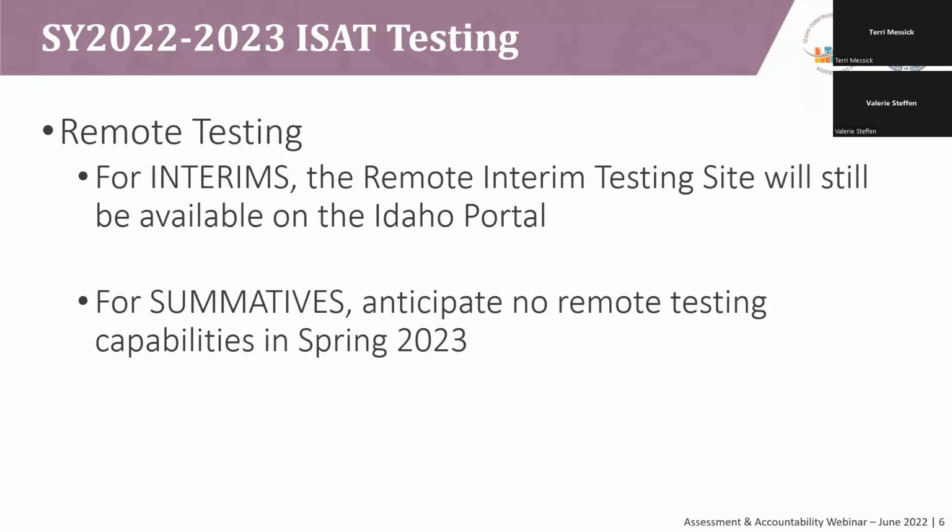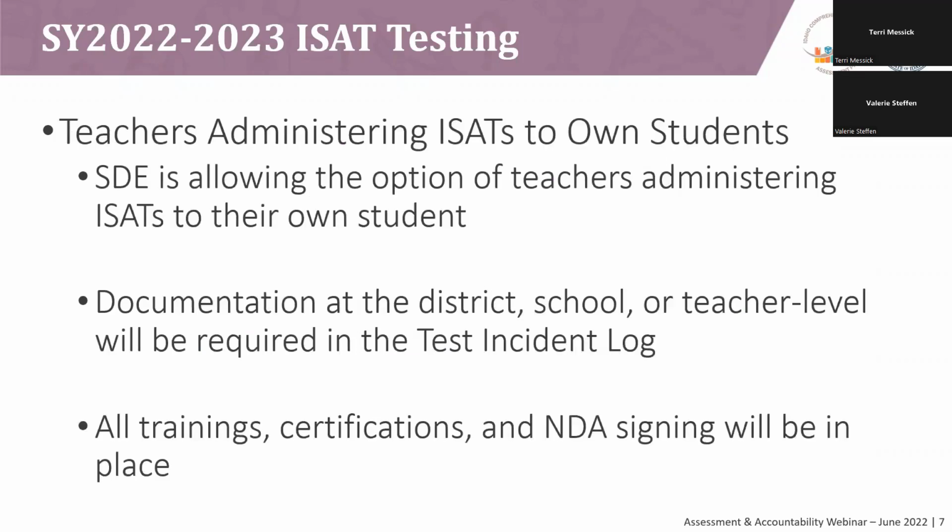Second is remote testing for school year 22-23. For the interims, the remote interim testing site will still be available on the Idaho portal. This app allows students to remotely take an interim test using a conventional web browser. For the summatives, anticipate no remote testing capabilities in spring 2023. This means that students will not have audio and/or visual connections to a test administrator in order to take their spring 2023 summative test.